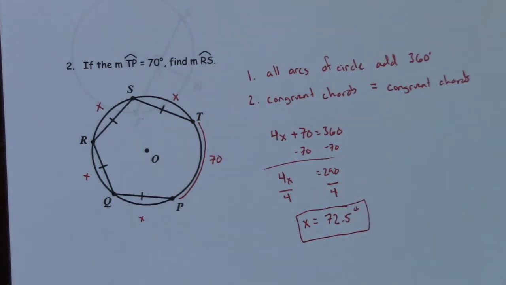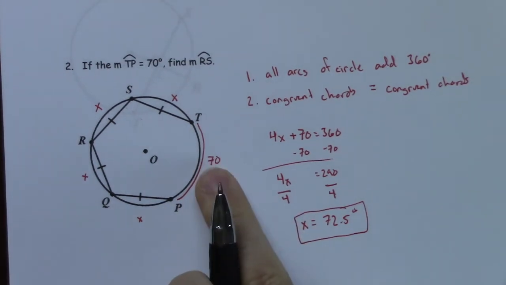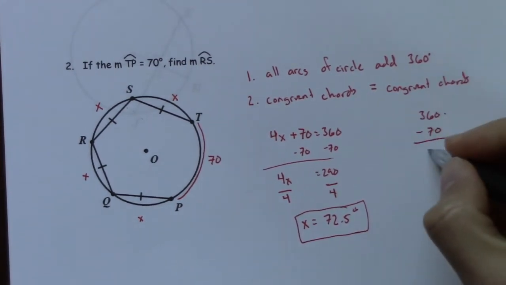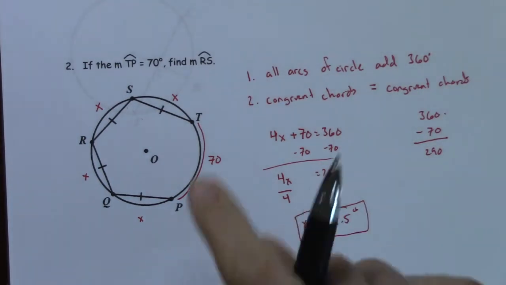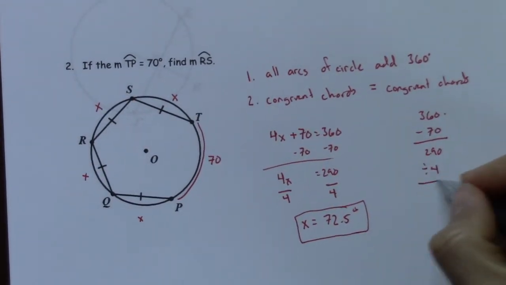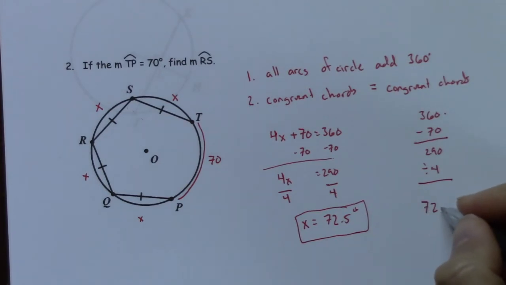You could also approach this problem not with setting up one single equation, just piecing it together. You could say, hey, I know 70 degrees is accounted for, which means what's left is 360 minus 70. That gives me 290. And then I know that the 4 parts must all be equal. Divide that by 4. And of course, hopefully you see that the algebra is the same, and you would still get 72.5 degrees. So whether you wrote a single equation or you pieced it through, they both work.